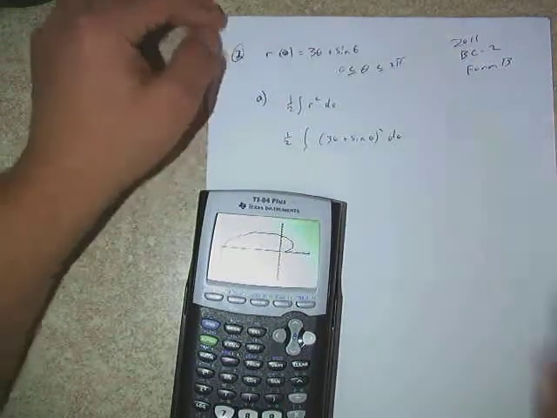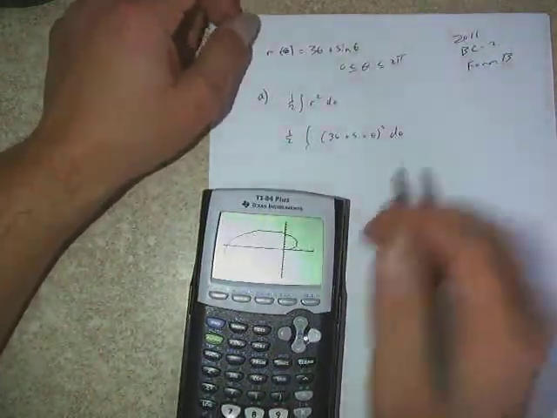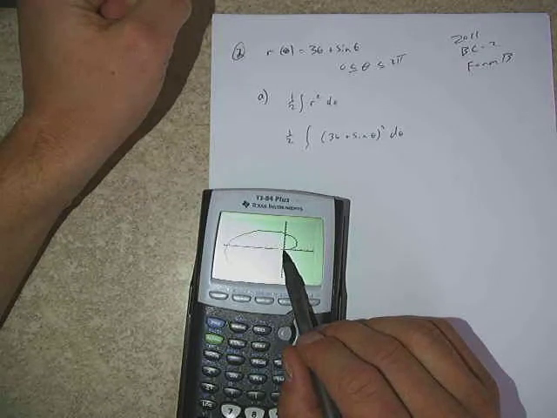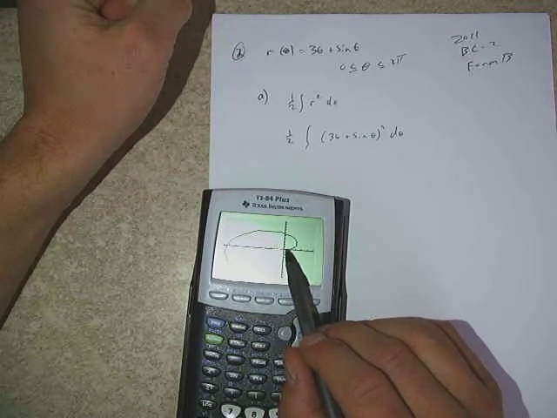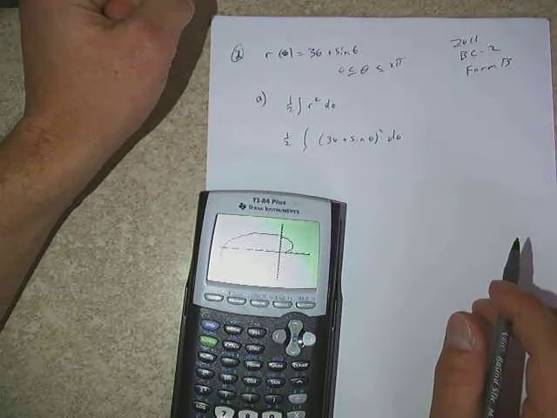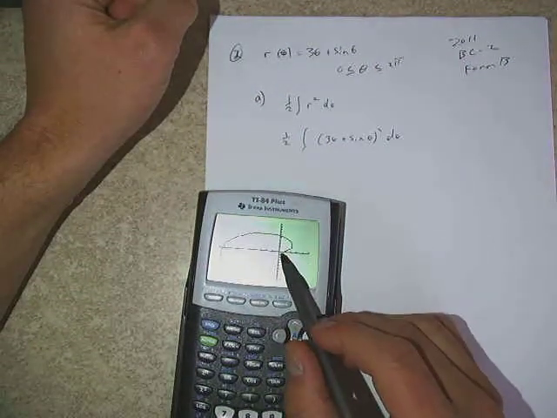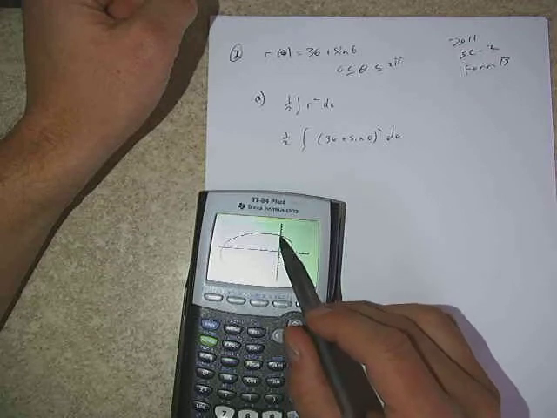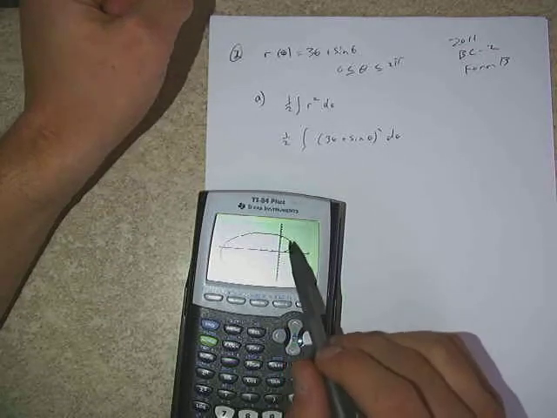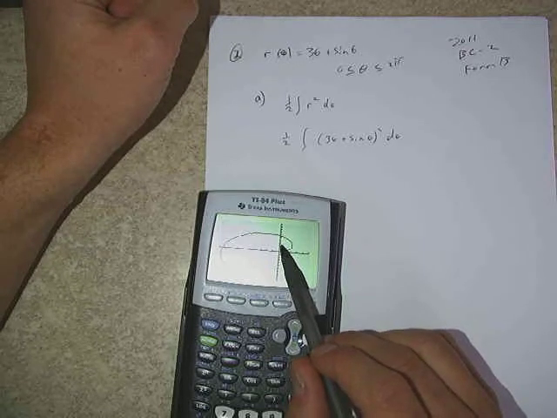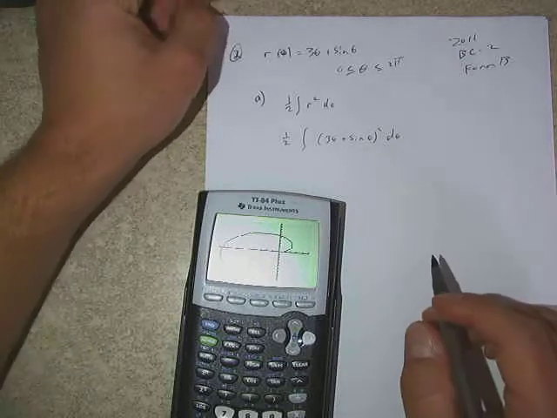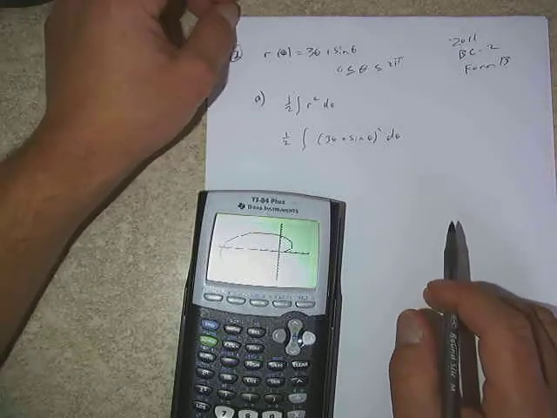So remember that the general formula that we use here is 1/2 r squared d theta, from something to something. All right, so the issue here is two things. Number one, we've got to figure out what our r is. Our r, of course, is just the function itself. So we're going to have a half here, and we're going to have (3 theta plus sine theta) squared d theta. And then the other part is we've got to figure out what our limits are going to be.